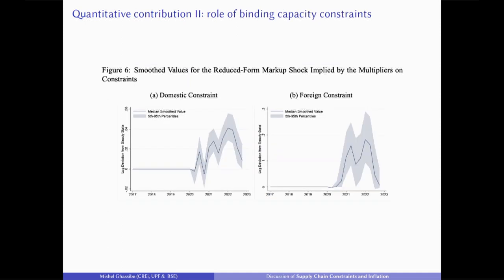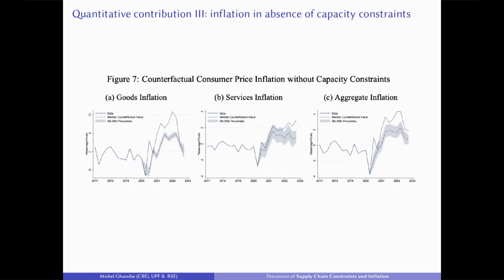The second one is that you can actually test whether or not these capacity constraints were important in explaining that. You can see that in the periods of the COVID recession, the capacity constraints were binding, as we can see from the positive multipliers, which indicates that they were indeed important in accounting for the inflation surge. The third quantitative contribution is saying what would happen in the absence of capacity constraints. So we see that if we were to remove the capacity constraints, not only goods inflation would have been substantially lower, that's a direct effect, but also the services inflation would have been lower, which reflects its propagation through input-output linkages, both domestic and foreign.